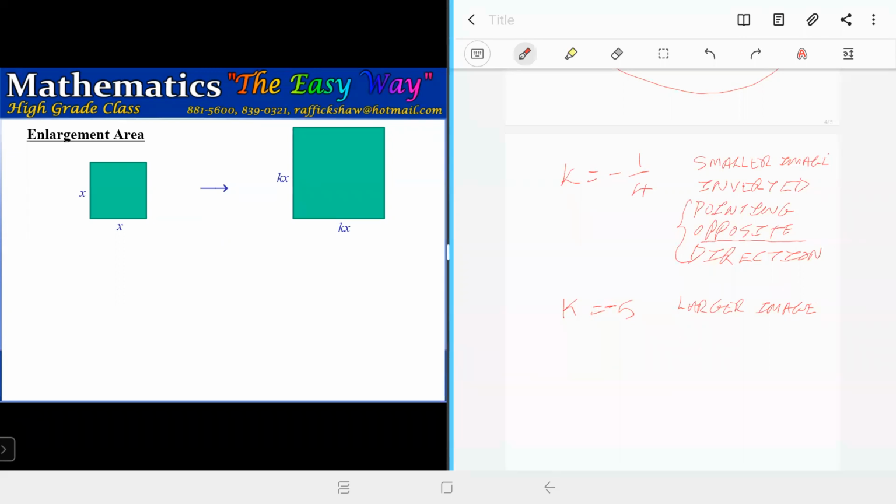Same thing down here. The negative again is going to make it inverted, on the opposite side, in the opposite direction. That's what negative does. I explained all of it, but I'm summarizing now. Opposite direction, and also they will be on the opposite side of the center. So the image and the object will be pointing in opposite directions.